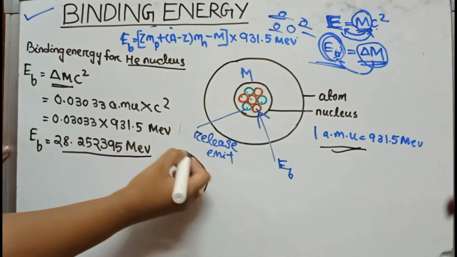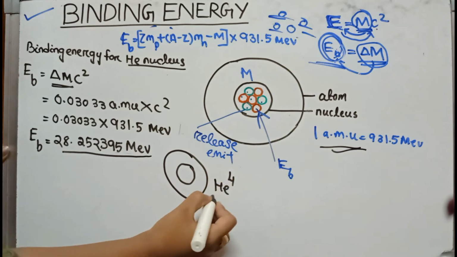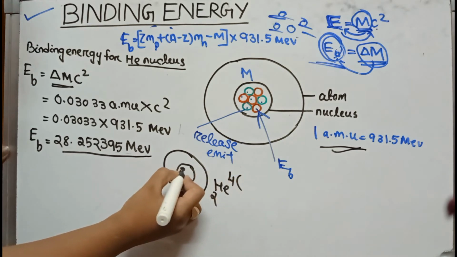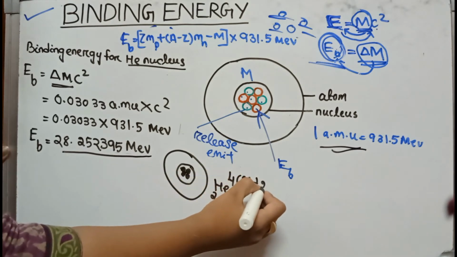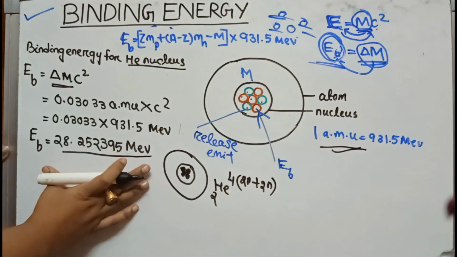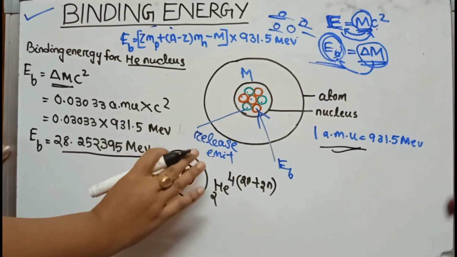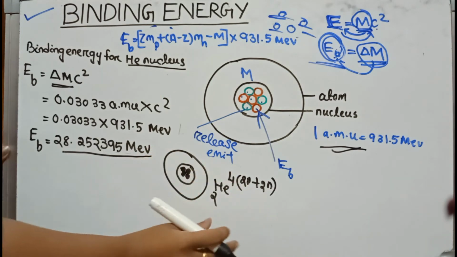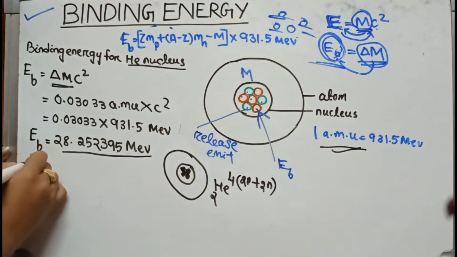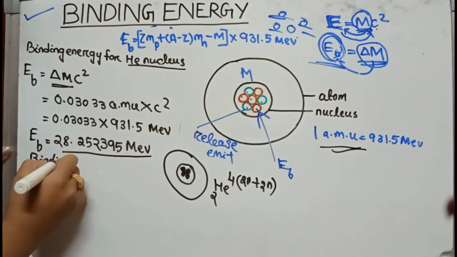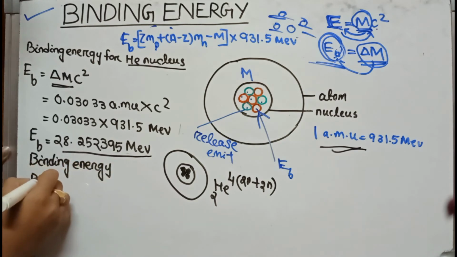See here, student, the helium nucleus has mass number 4. That means it has 2 protons and 2 neutrons. This is the amount of energy which, when we provide it to the helium nucleus, the 4 nucleons are released from this nucleus. Now here we discuss binding energy per nucleon.